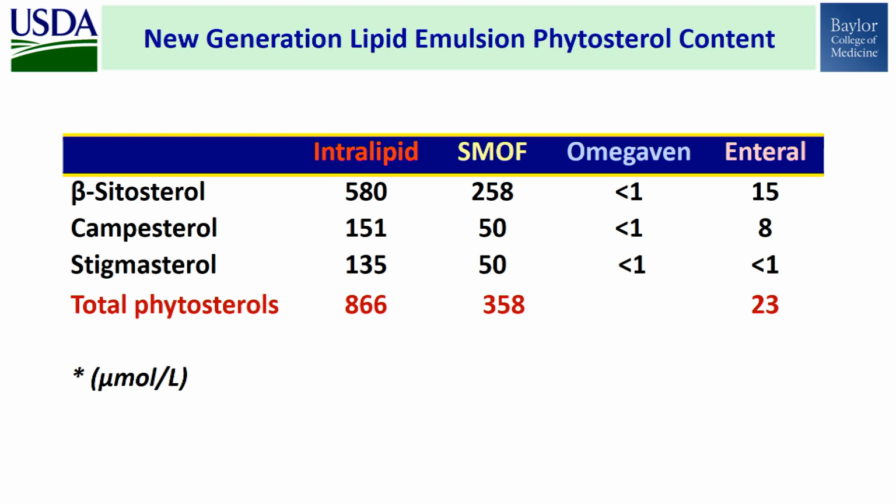If you include beta-sitosterol, campesterol, and stigmasterol, you can see that SMOF is substantially lower than intralipid, and Omegaven does not contain, and we could not detect, phytosterols in Omegaven. And in the case of the enteral formula that we fed in this study, we did detect some low level of phytosterols in the formula.